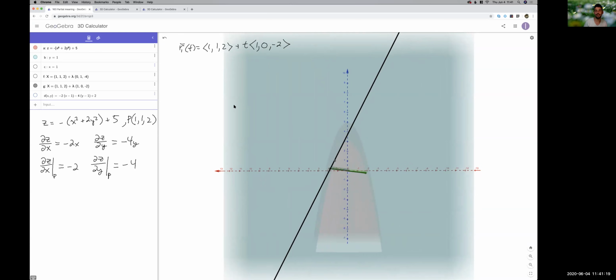We can do a similar thing in the y direction, right? So r2 of t is also going to go through this point. Except now the x coordinate is not going to change, the y coordinate will, and the z coordinate will change by the partial with respect to y, -4. Okay, so now let's look at that.